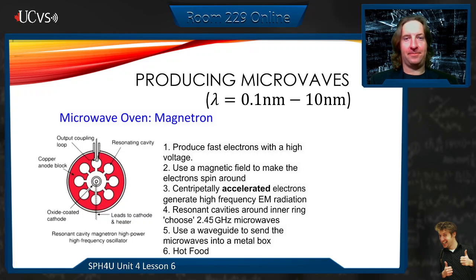Now, what's important about that frequency is that it's the same frequency at which water molecules want to vibrate. Okay, so it's a sympathetic vibration. So we basically generate this frequency of E&M radiation in here. Then it's connected to a coupling loop that then sends it out via a waveguide, which is basically a little metal box that lets the waves bounce through it, and it goes into the microwave.